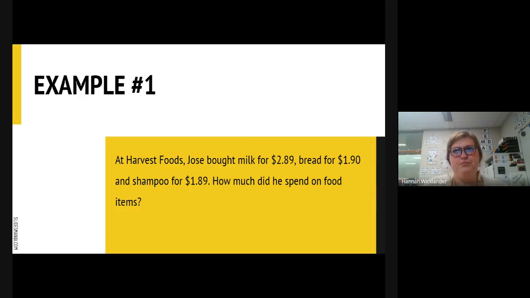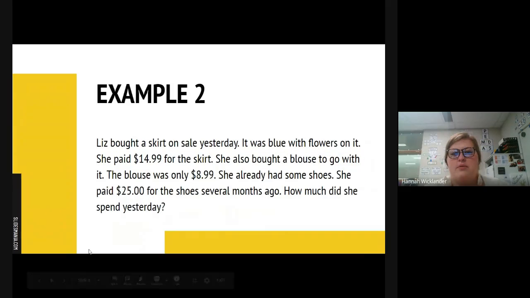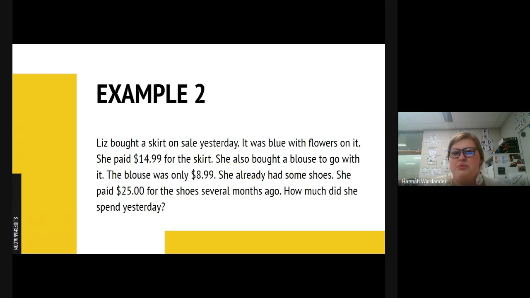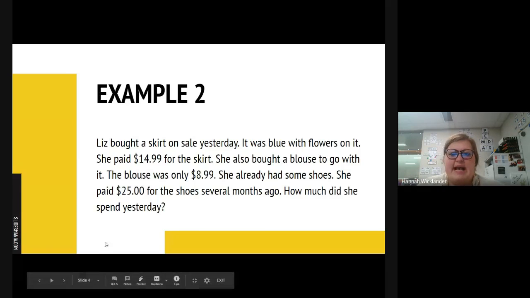So in your homework, what you would do is highlight the information you need to solve the problem. So example 2. Liz bought a skirt on sale yesterday. It was blue with flowers on it. She paid $14.99 for the skirt. She also bought a blouse to go with it. The blouse was only $8.99. She already had some shoes. She paid $25 for the shoes several months ago. How much did she spend yesterday?